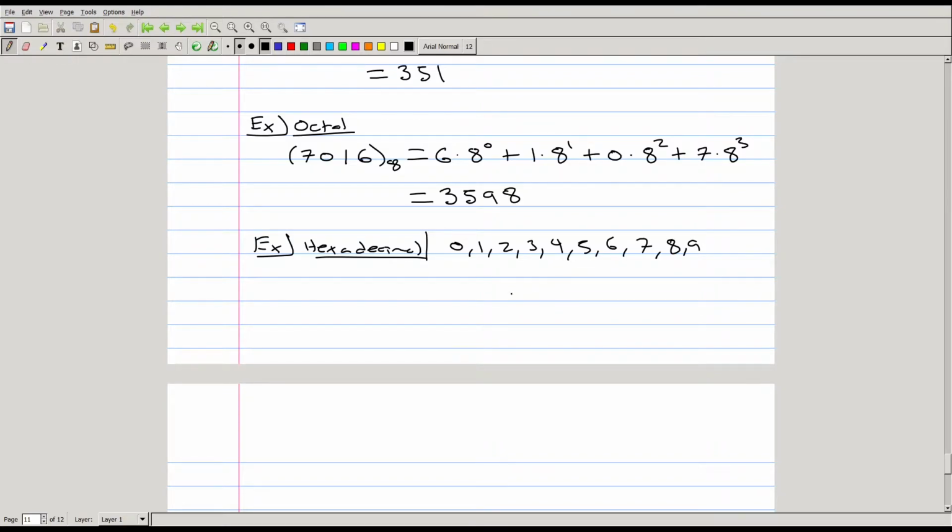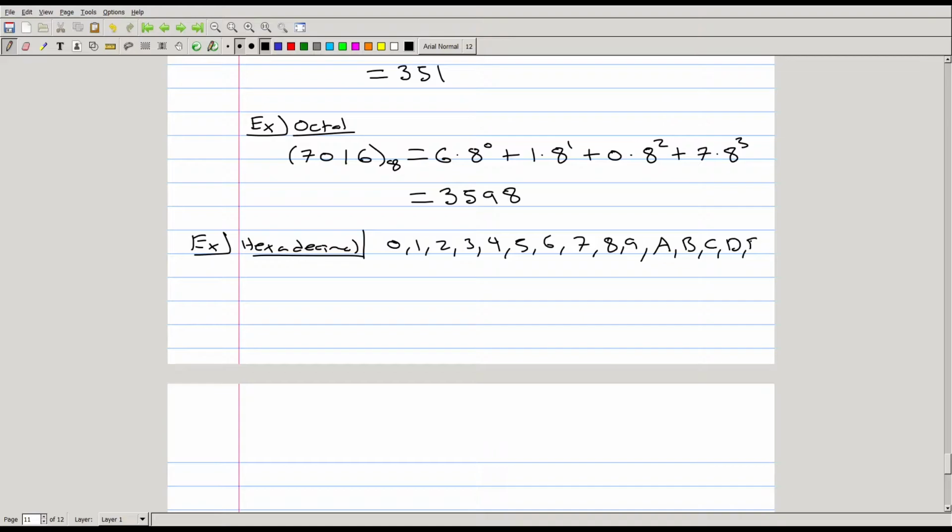And typically what we do is we call these just by the first few letters of the alphabet. So A, B, C, D, E, and F are used in hexadecimal to represent the numbers 10, 11, 12, 13, 14, and 15.